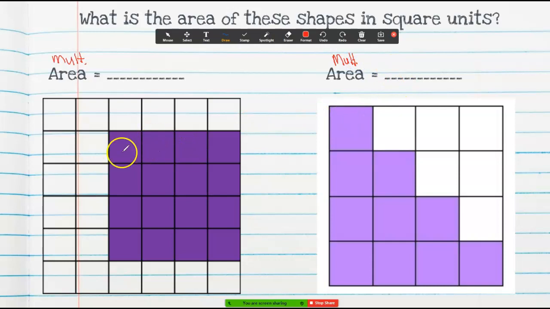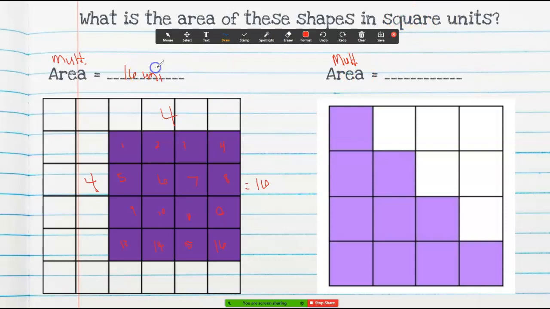So we know if we're finding the area, we're going to be multiplying, okay? So here I have 1, 2, 3, 4. We want to label this area. I have a 4 by 4. So area is kind of like an array, where now I can count 1, 2, 3, 4, 5, 6, 7, 8, 9, 10, 11, 12, 13, 14, 15, 16. So here the area is 16 square units.